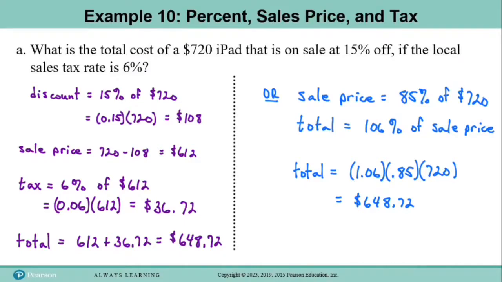Well, you can see here that it doesn't matter, because all that's really happening is you're multiplying the original price times two different numbers. So it really doesn't matter which number you multiply first. We know that multiplication can be done in any order, and so it doesn't matter at what point in the transaction the salesperson takes off your discount.